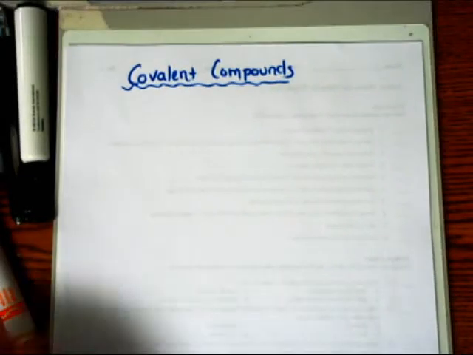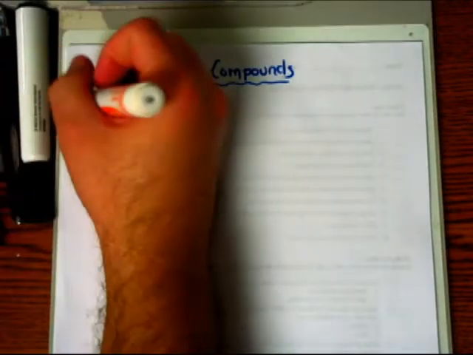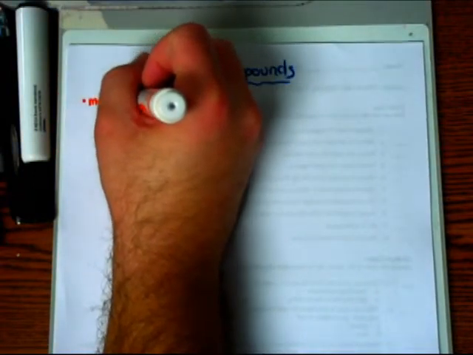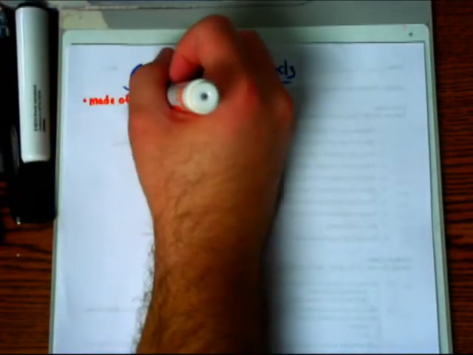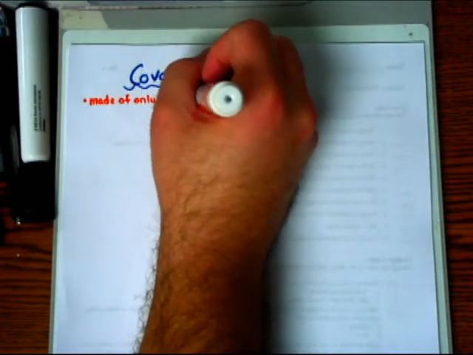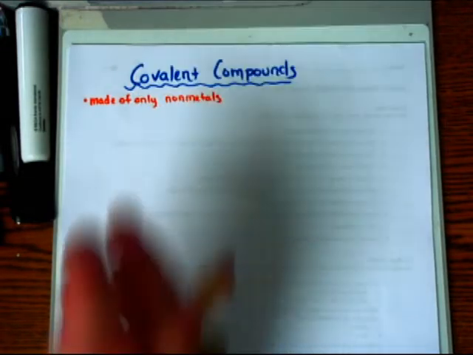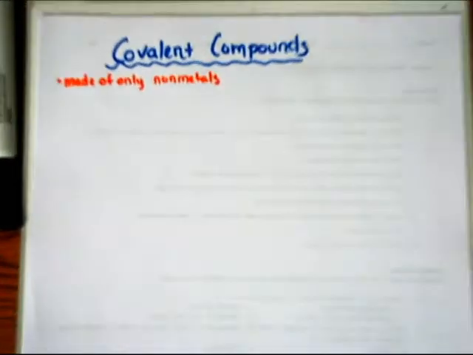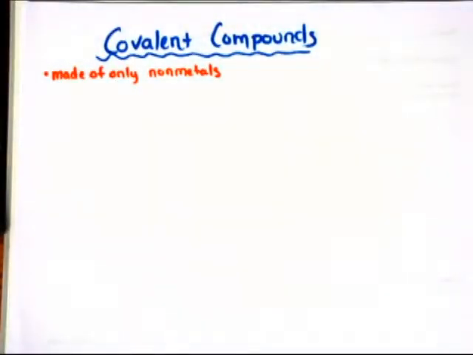Only nonmetals in covalent compounds. So, made of only nonmetals. Remember, nonmetals are on the left or right side of the periodic table? The right side. Tell me about the electrons.